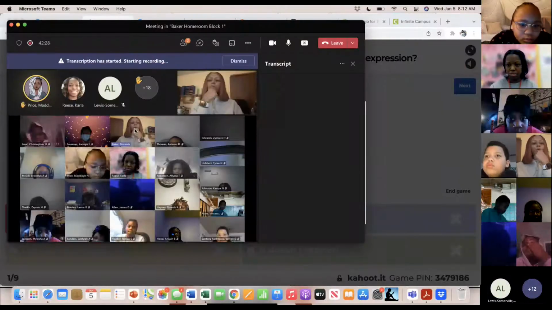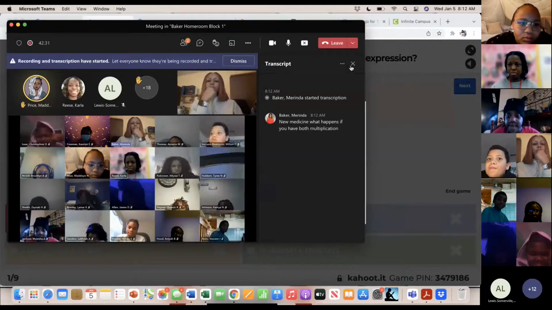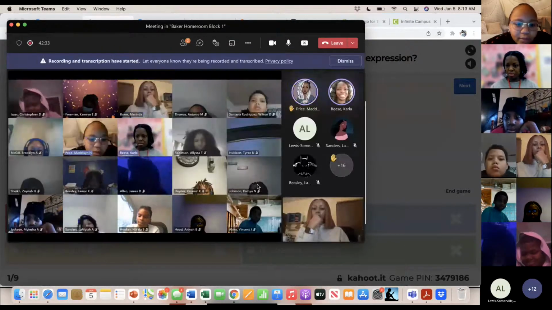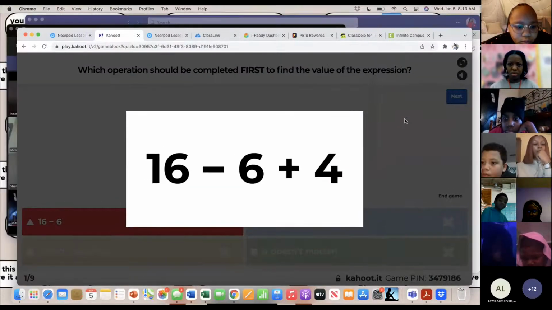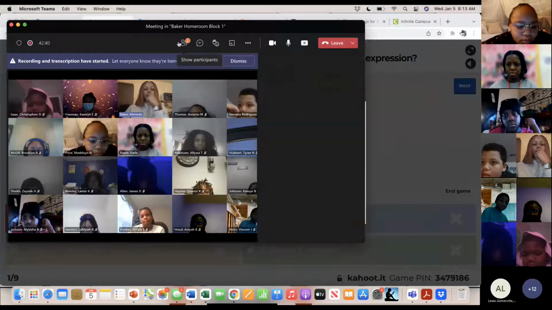And division, what do you do, Madison? What happens if you have both multiplication and division? You go left to right. Yep, you have to solve whatever comes first from left to right. So finally, go ahead, Zaynab.